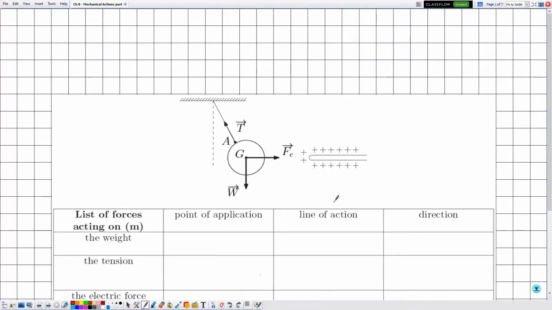Okay, hello everyone, in a new video. We have reached part 4 of chapter 8, which is the chapter of mechanical actions in the third unit of mechanics. And we have reached section 25, which is the electric force.